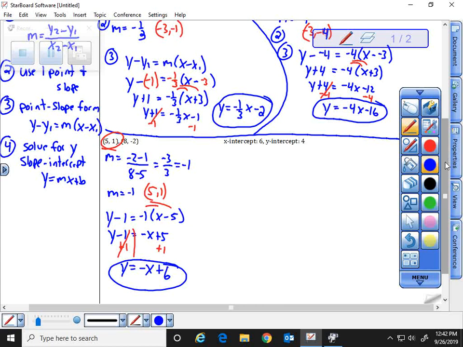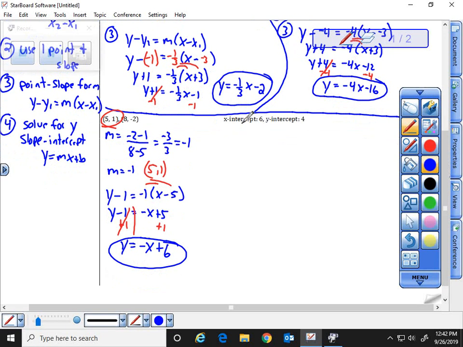Alright, next one has an x-intercept. So if I'm looking at an x-intercept, we're talking about a point that goes through the x-axis at 6. That is the point (6, 0). And then the y-intercept is at 4. So that's up here somewhere, and that's at (0, 4). So those are my 2 points. It's also my b value if I want to think of it that way. But I want to do it the normal way.